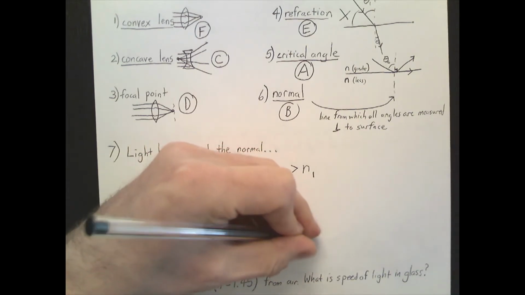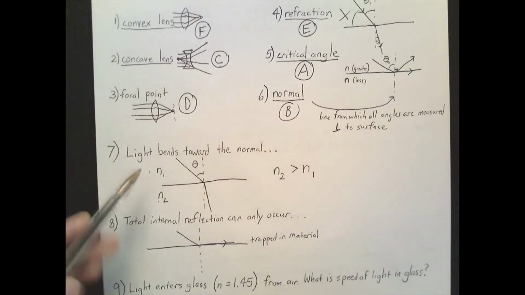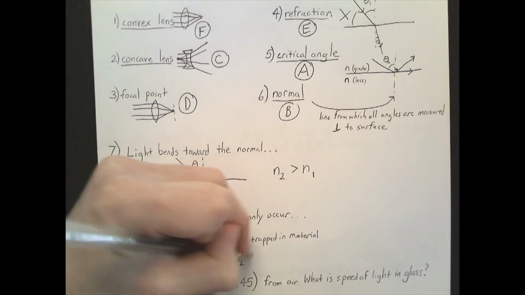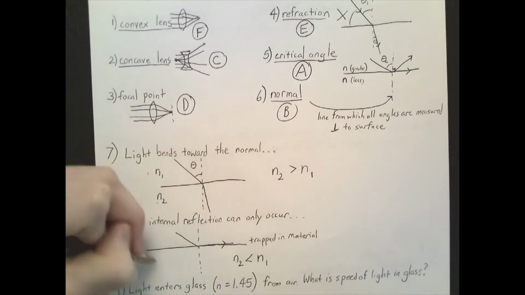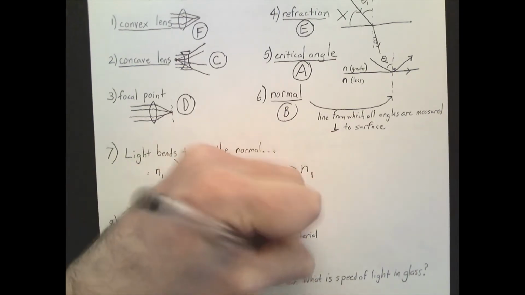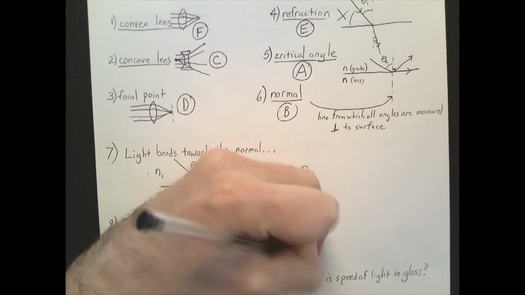We said in problem 7, light bends toward the normal when N2 is greater than N1. In order to bend away from the normal, you have to have N2 less than N1. Because light needs to bend away from the normal.